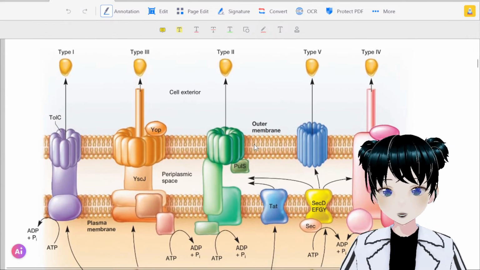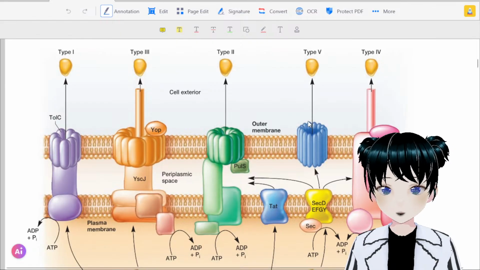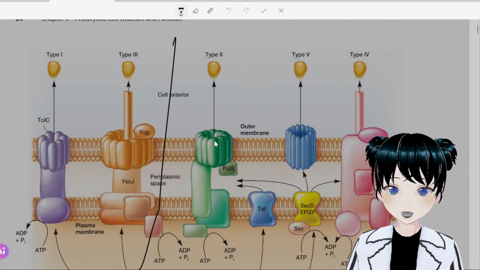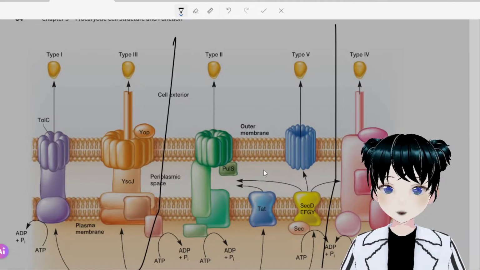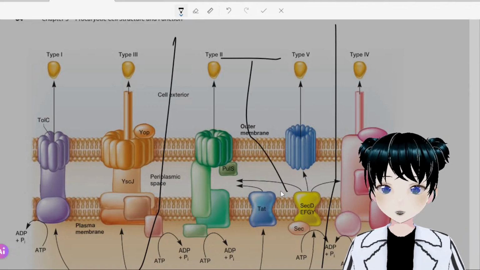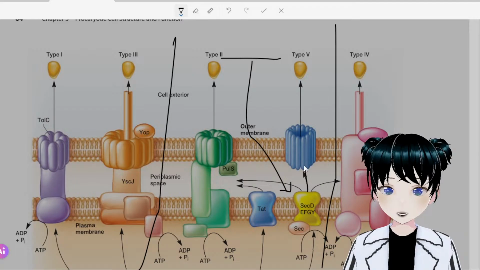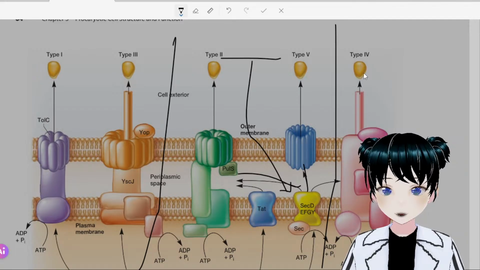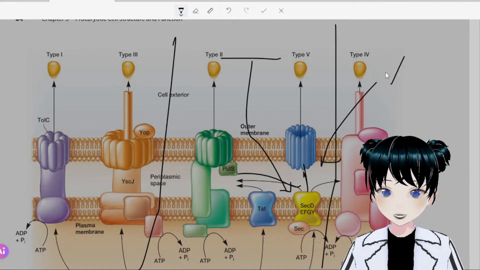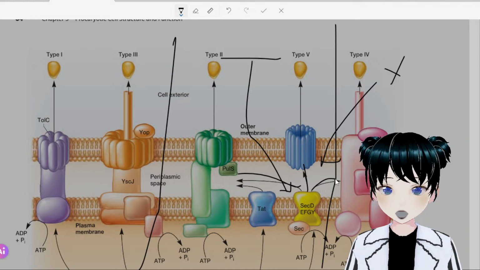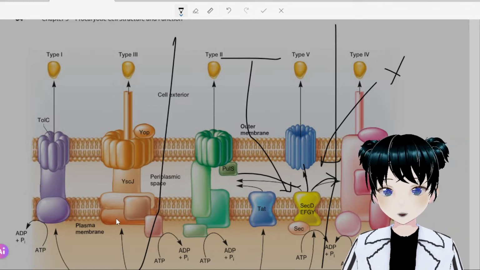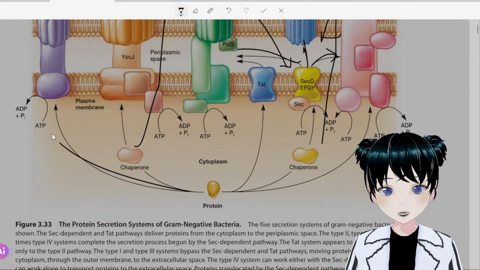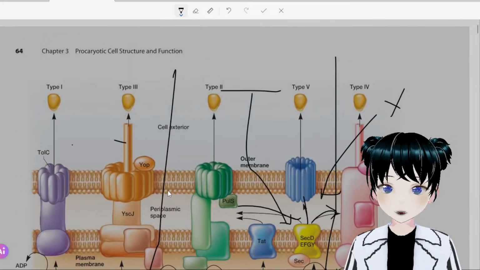Now remember what I said, we had 5 and we divided them into three parts: type 1 and type 3, type 2 and type 5. These two are dependent on the sec pathway. See, the arrows from sec go here. This one we will talk about later, because this is semi-dependent. It can be dependent and it can be not dependent as well. So that's why the arrow goes there as well. If we look at this side, they both don't need any sec pathway. The protein goes directly towards type 1 and type 3.